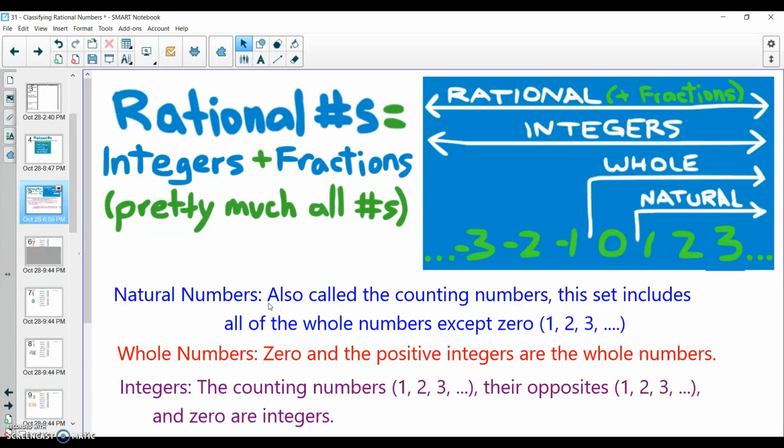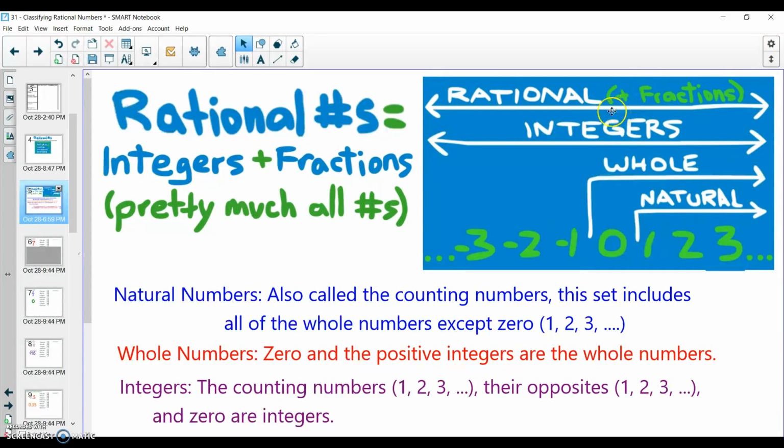They're called the counting numbers, so it includes 1, 2, 3. So basically, if you can use your hands and body to count it, it's called a natural number. Then there are whole numbers, which are 0 and all of the positive numbers. And then you have integers, which is kind of the introduction that we had at the beginning of 7th grade. And integers are the counting numbers, their opposites, and also 0.